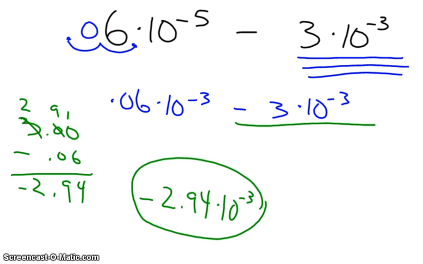If we wanted to see this and how it works, we know we're moving our decimal point 3 spots. So I could say negative 0.00294.